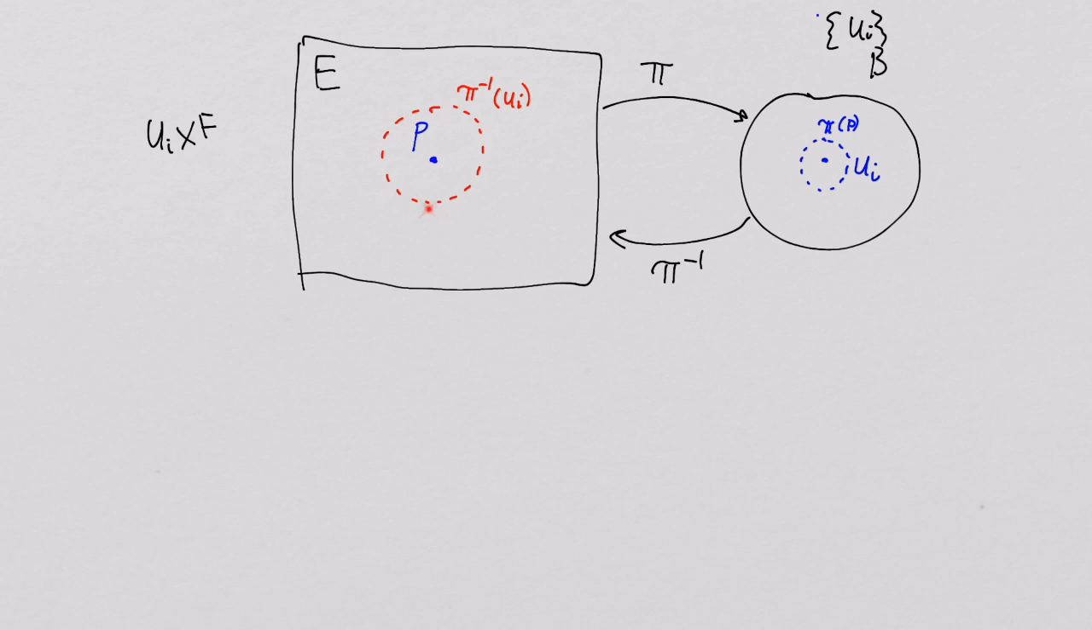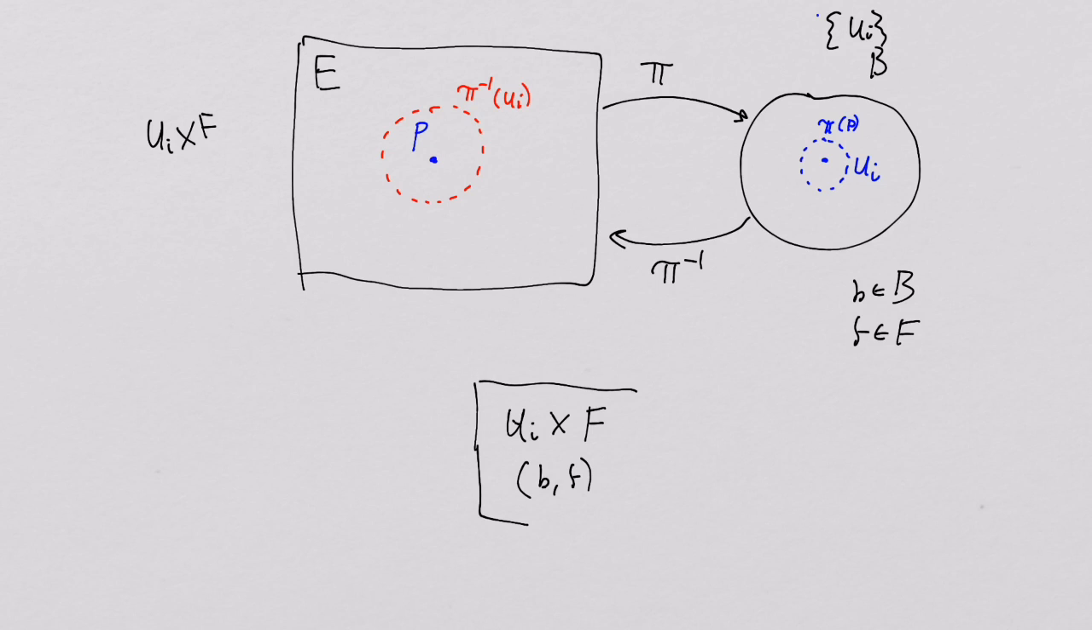Well, by definition, that means I can take this neighborhood and create a diffeomorphism to U_I Cartesian F, which is the set of all ordered pairs (b, f). The reason I'll use b is that little b is an element of big B, and little f is an element of big F, where big B is the base space and big F is the fiber. So I think that's good.